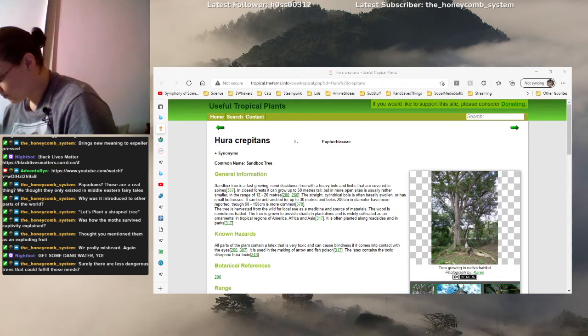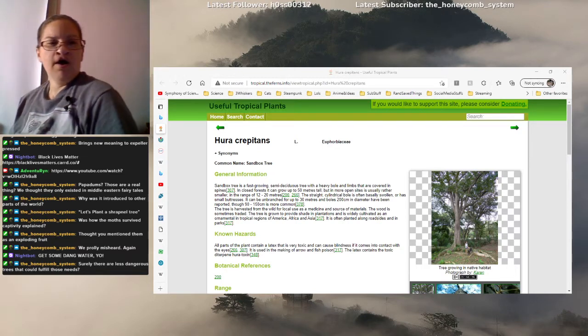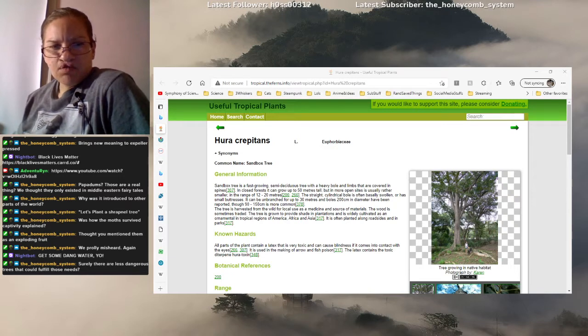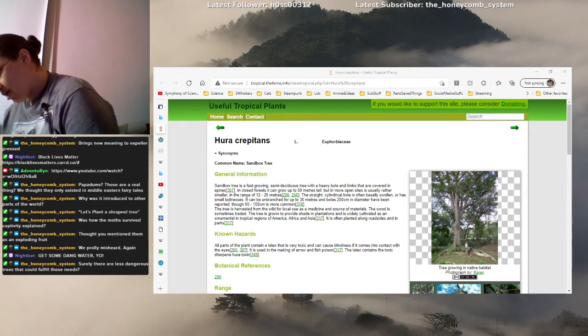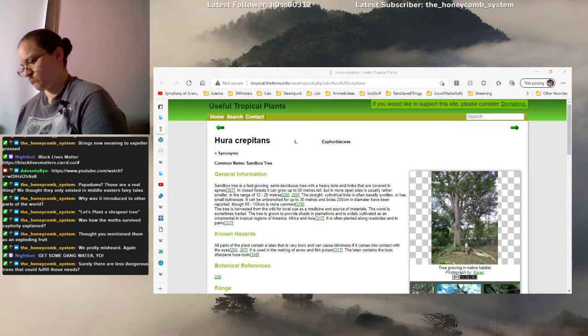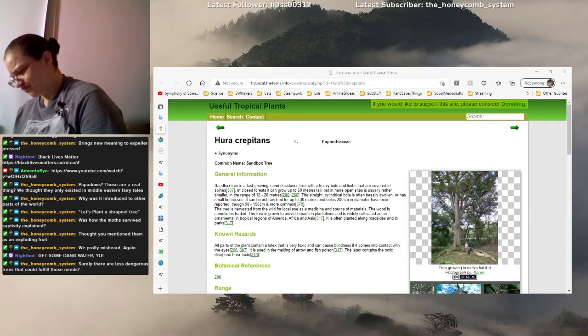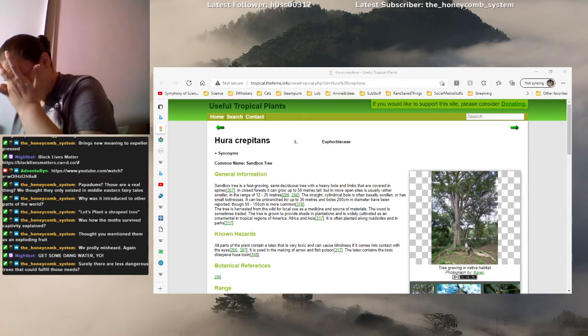Yeah. Was how the moths survived in captivity explained? Not that I know of. Just that it was a thing. Let me go back though.